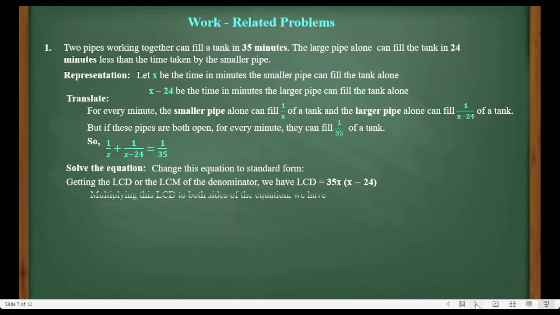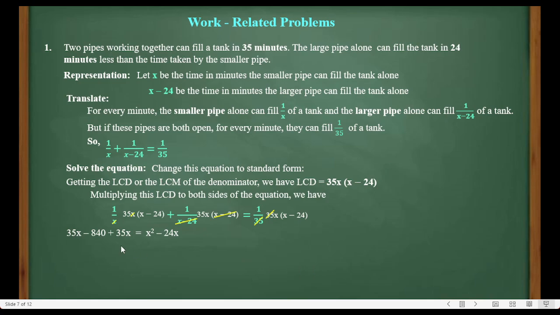Multiplying this LCD to both sides of the equation, so we have what? Again, rewriting the equation, but in this particular case, each term is now being multiplied by the LCD. And because of this, the equation is now cleared of any denominator. So x will be cancelled together with the quantity x minus 24 and 35, so that the equation becomes 35x minus 840 plus 35x equals x squared minus 24x.